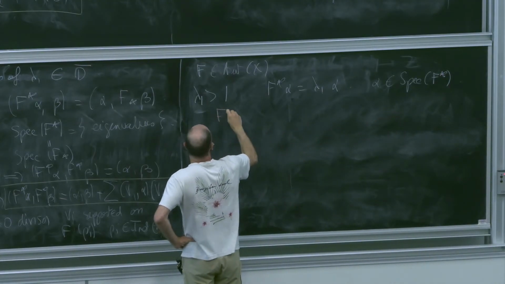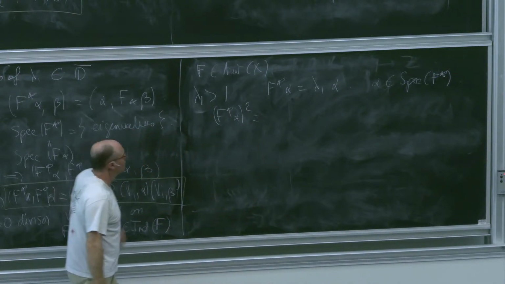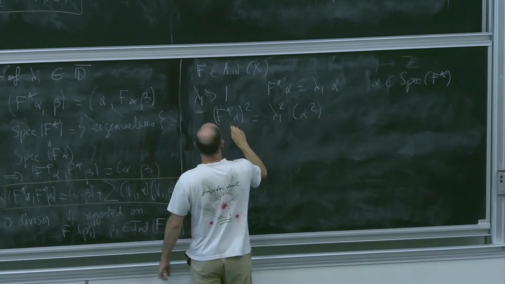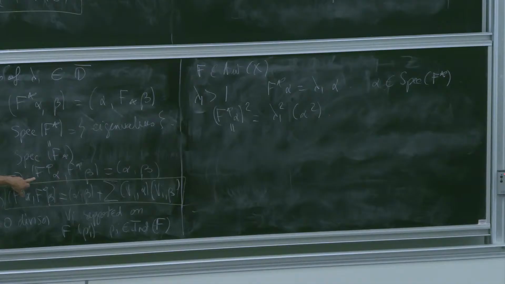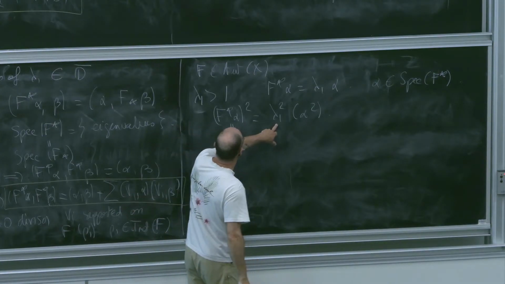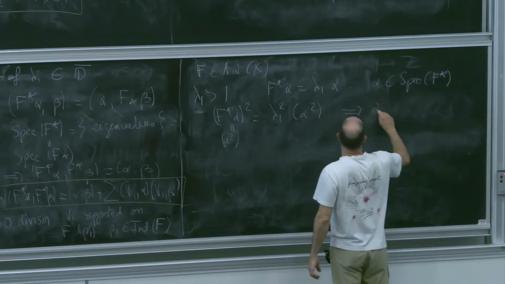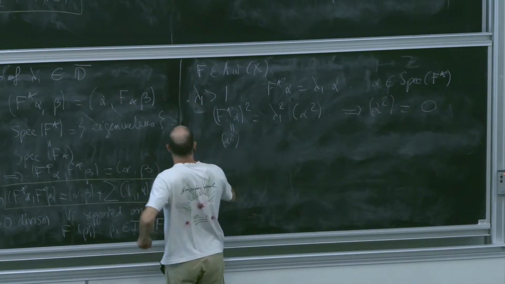Okay, so now let me compute f alpha squared. So this is lambda 1 squared alpha squared. But here what I said is that I have an automorphism, and so this is an isometry for the intersection form, so this is alpha squared. And since lambda 1 is greater than 1, this implies that the self-intersection of alpha has to be 0. Okay, so now you play this game.